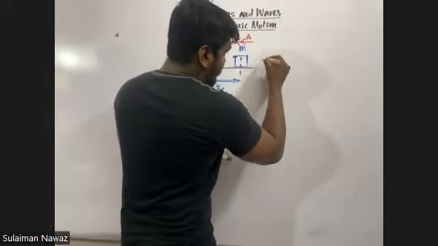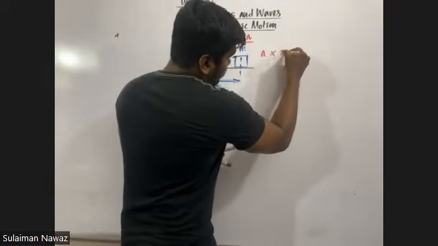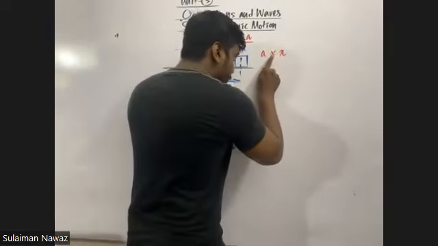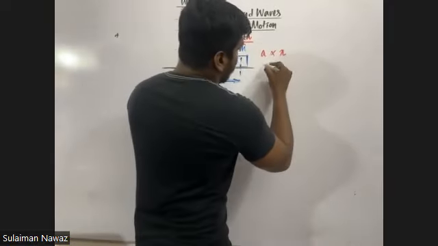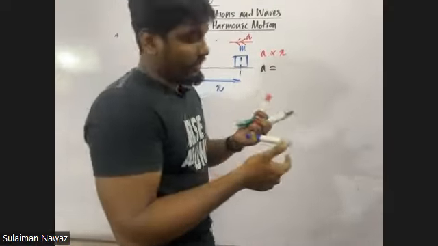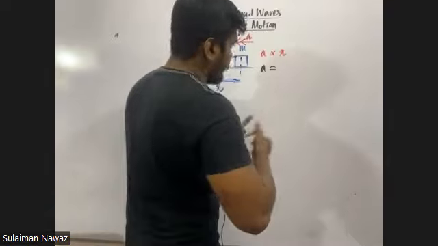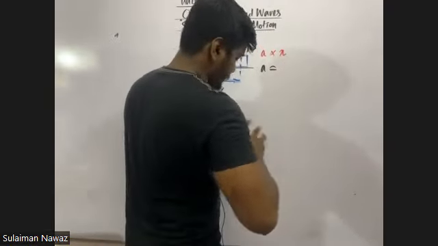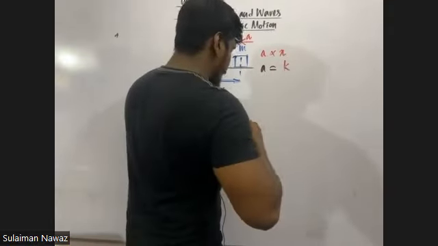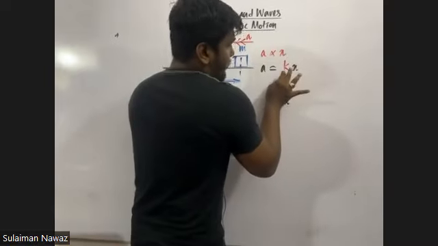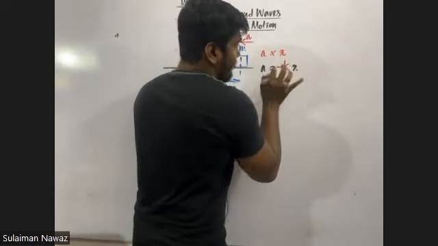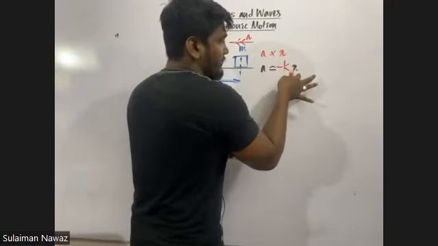And then we know that acceleration is always directly proportional to displacement. In order to remove this proportionality, we use a constant. Acceleration equals a constant, that is k, times x. But we use a negative sign here. a equals minus kx.